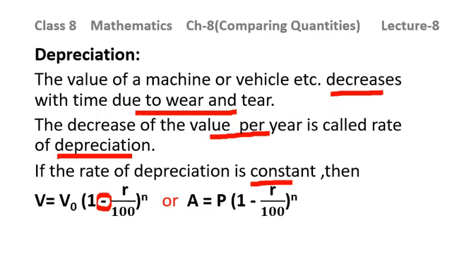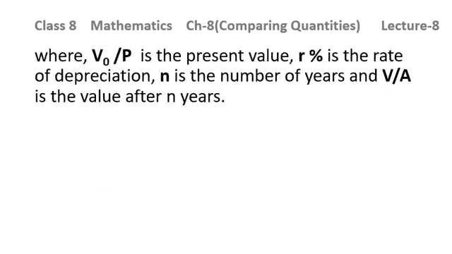formula. Or you can use this formula: amount is equal to principal bracket 1 minus R over 100 raised to the power n. Here you can write capital R also in place of small r. Here I have written small r, you can write capital R also. So where V naught or P is the present value of the machine, R percent is the rate of depreciation, n is the number of years, and V or A is the value after n years.